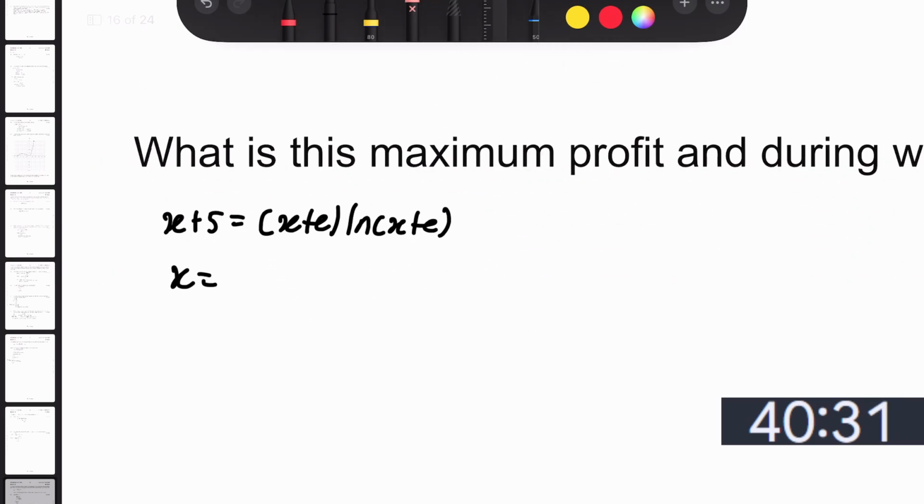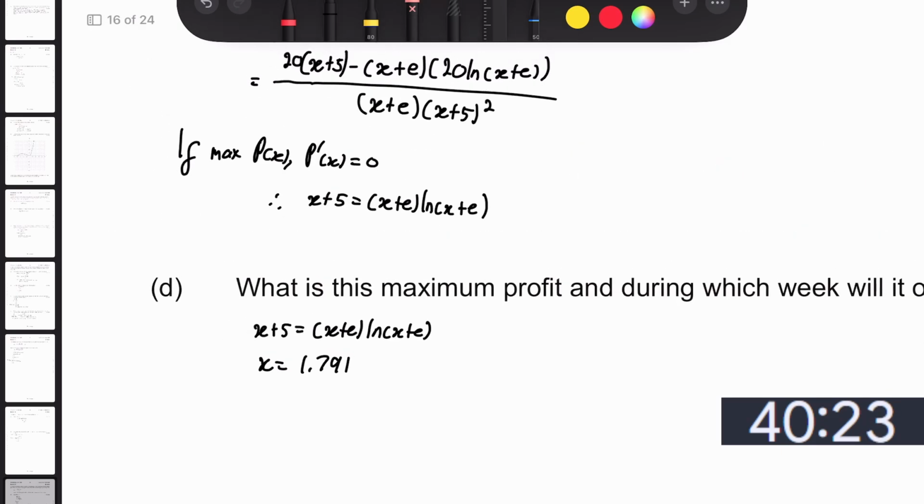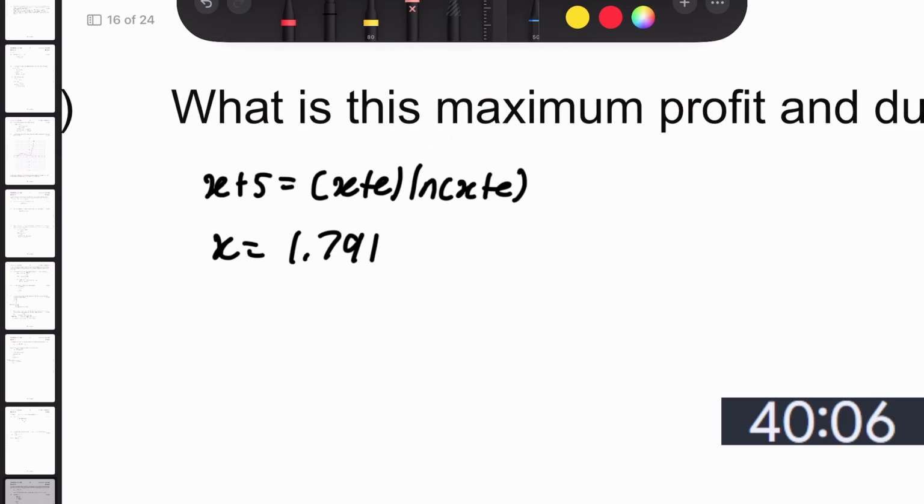Oh wait, I'm in standard. Oopsies. Oh, never mind. Give me a decimal. 7.91. Let's see if I double check. x plus 5 equals x plus e. What if I leave that blank? And then ln of x plus e. Invalid syntax. Fair enough. Give me the same answer. Yep. Okay.